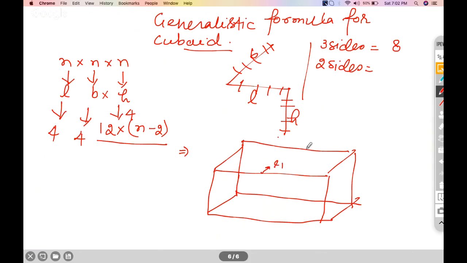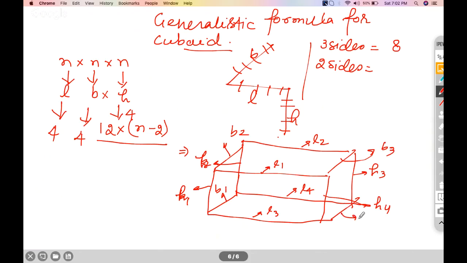So this is L1, this is length 2, this is length 3, this is length 4, this is width B1, this is B2, this is, no, this is H1, sorry, this is H2, this is H3, and this is length 4. And width is what? So width is, this is B1, this is B2, this is B3, and this is B4.